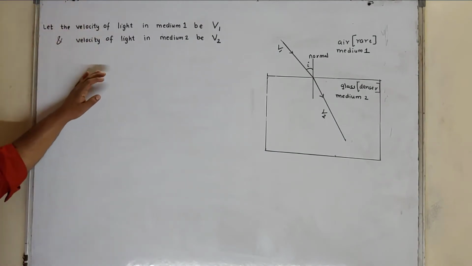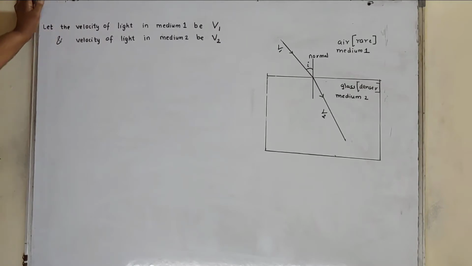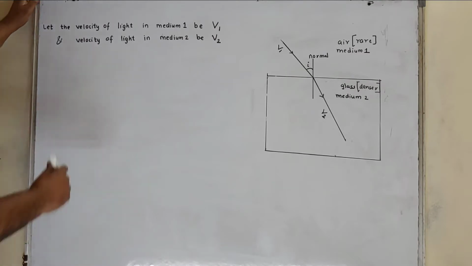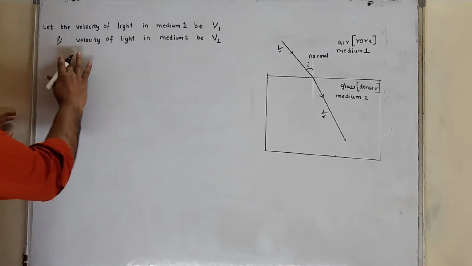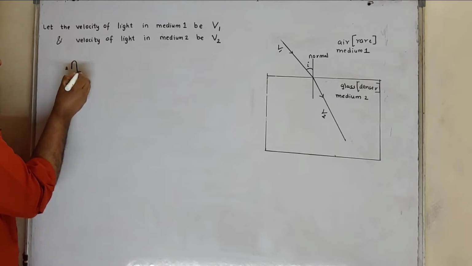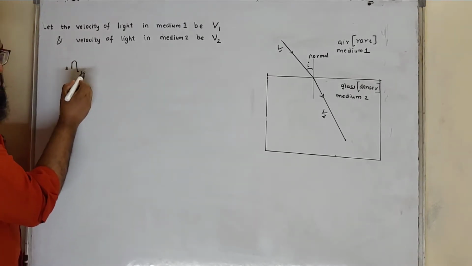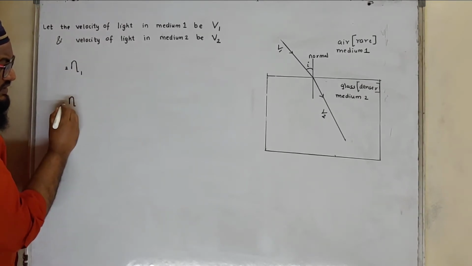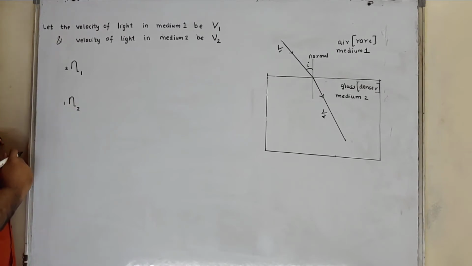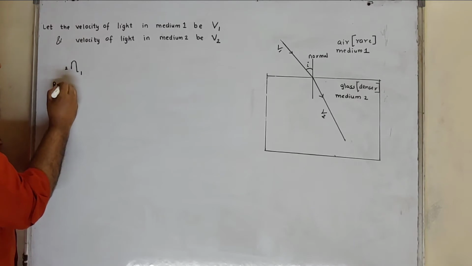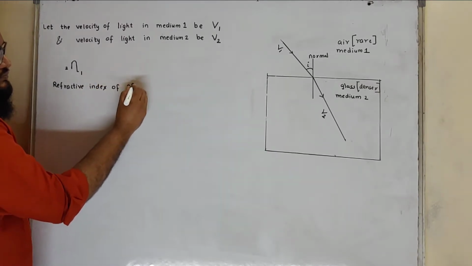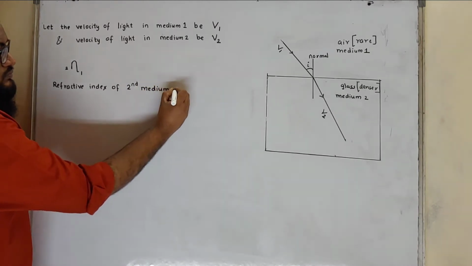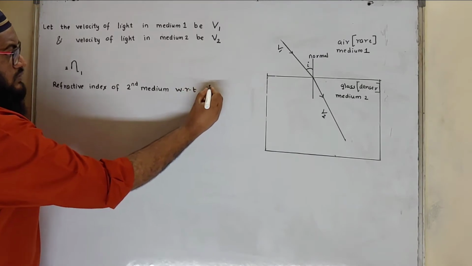Then what is refractive index? Sin I upon sin r is constant, and that constant is called as refractive index. Refractive index is denoted by nu. Now how will you read this? Refractive index of second medium with respect to first medium. And the other one: refractive index of first medium with respect to second medium.